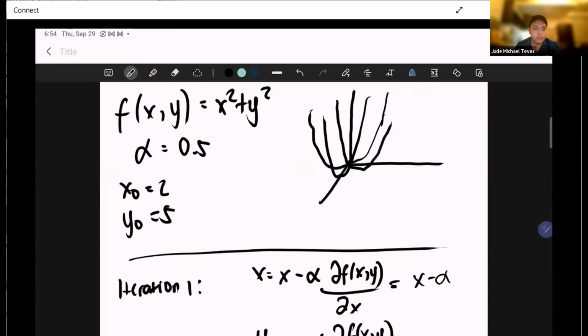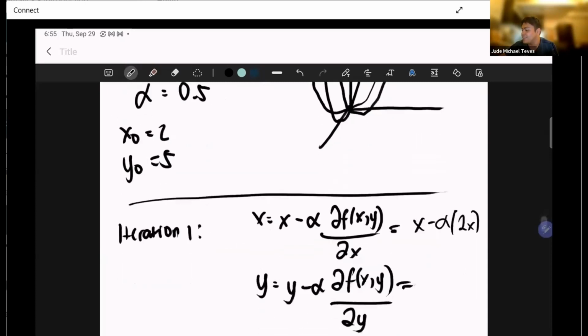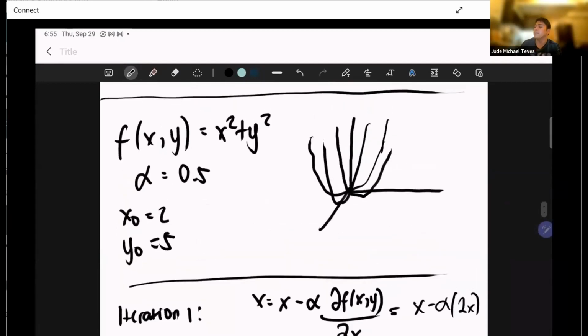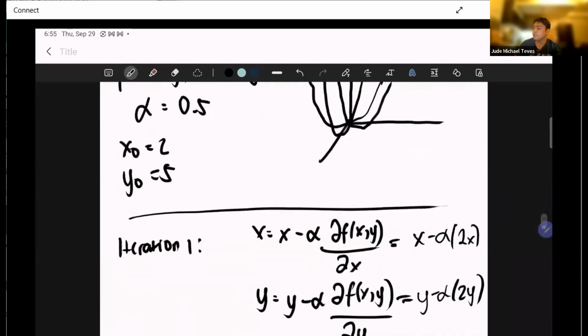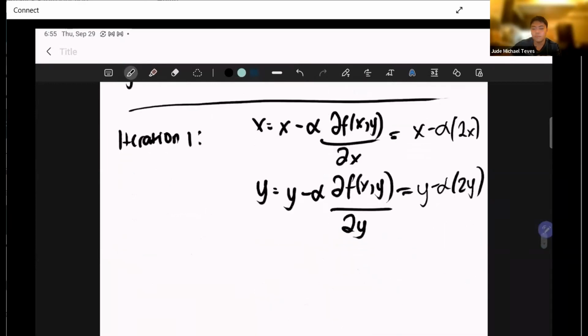Sorry, close again. When you derive, you get the x dy, right? So it's gonna be 2x. It's just 2x in this example. This is a very easy example. And then this one is just 2y. Just like that. Right? Questions?